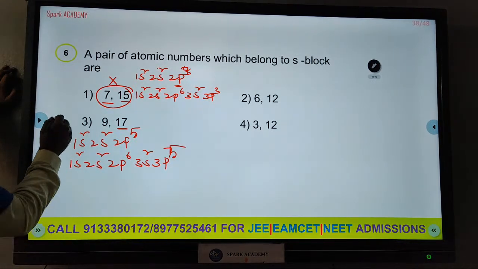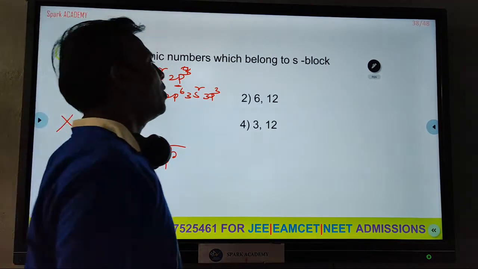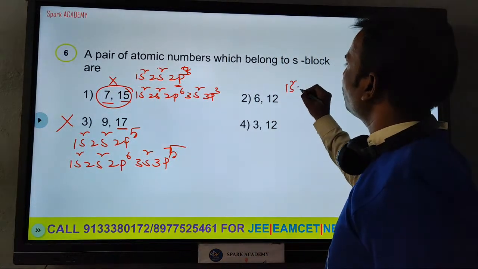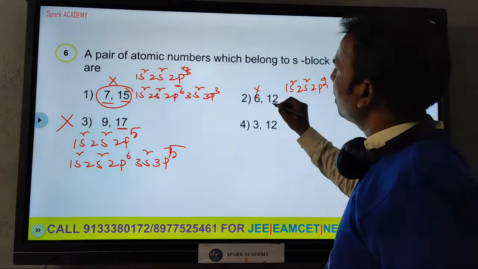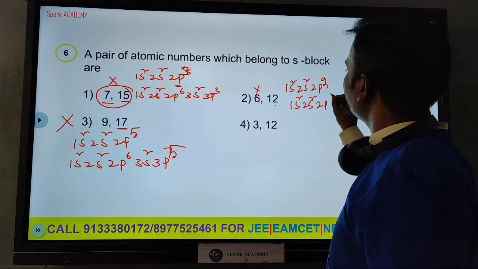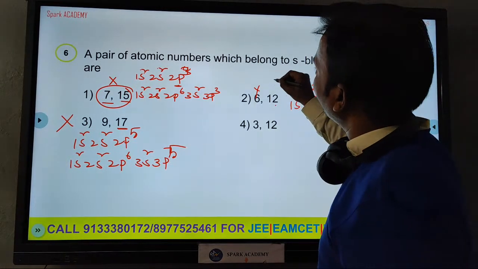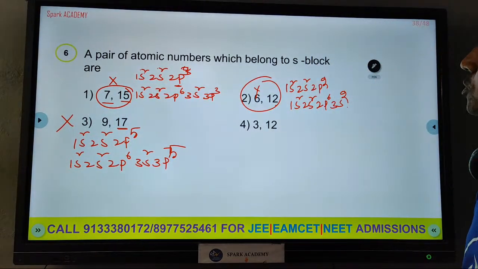So this is also wrong, because both are p block elements. What about 6, 12? The electronic configuration is 1s2, 2s2, 2p2. This is also p block, so wrong. 1s2, 2s2, 2p6, 3s2: one is correct, but the other pair makes the whole option wrong. So what is the correct option?